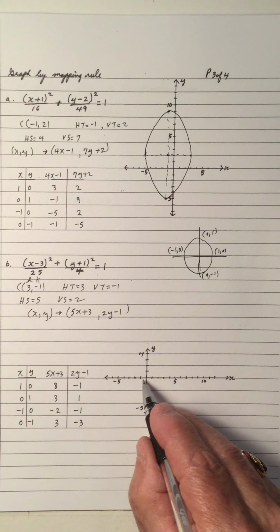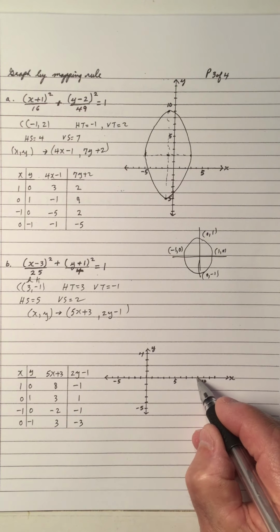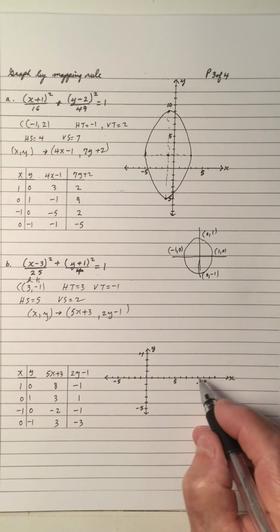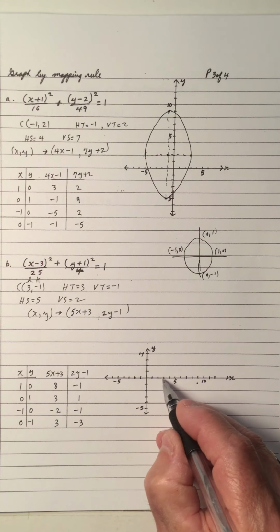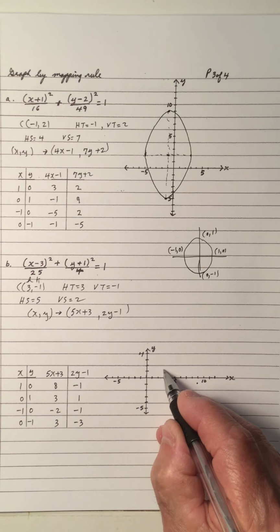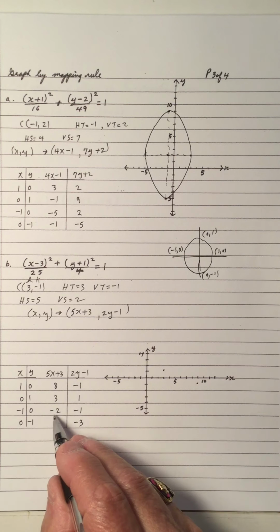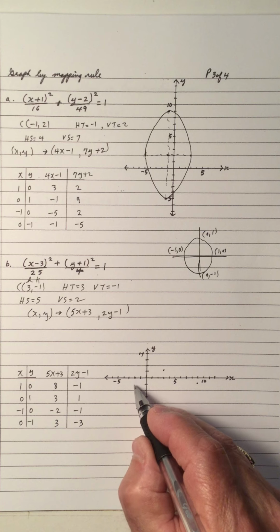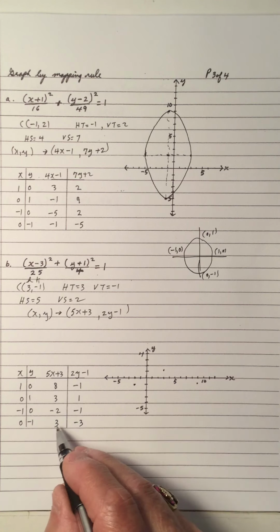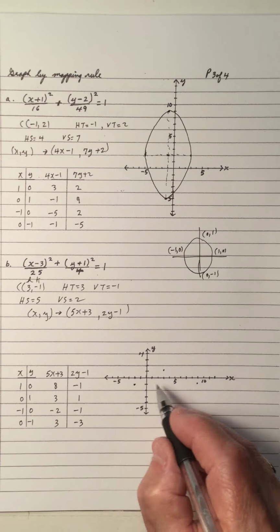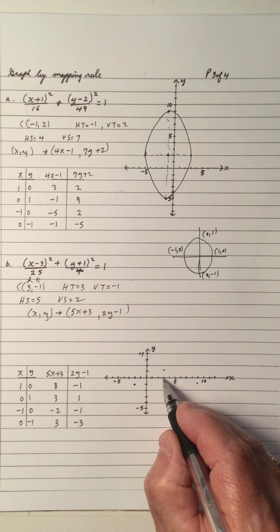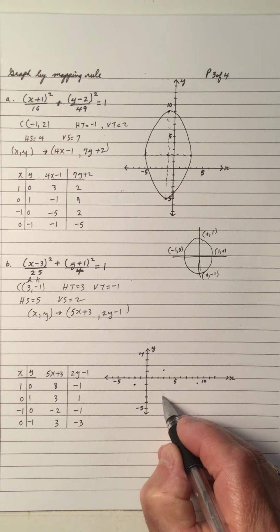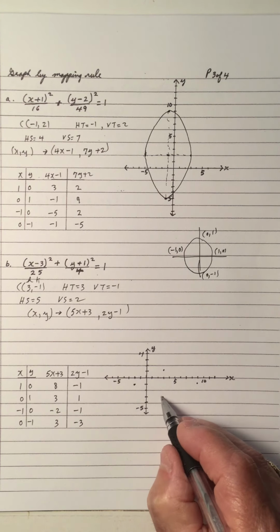And so we plot 8, which is here. 8, -1 is right there. 3, 1, x is 3, and 1 is right here. X is -2, -1, right here. And 3, -3. X is 3 right here, -3 right there. So we have our ellipse.